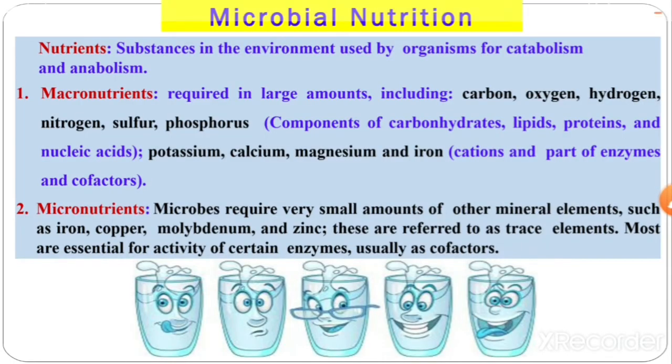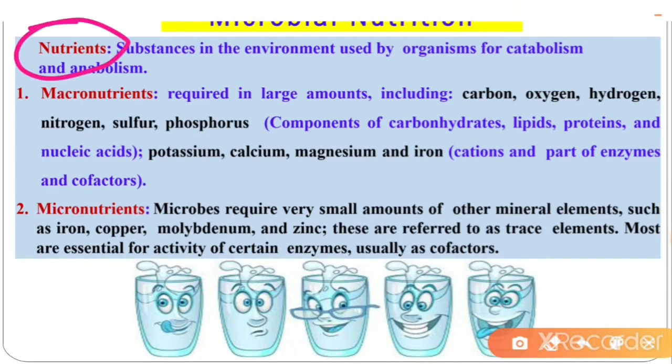Now let's start with microbial nutrition. Now see, what is a nutrient? Nutrients are the substances present in the environment and used by the microorganisms or organisms for catabolism and anabolism. So a nutrient is the substance which is present inside the environment and used by the organism or organisms for catabolism and anabolism.